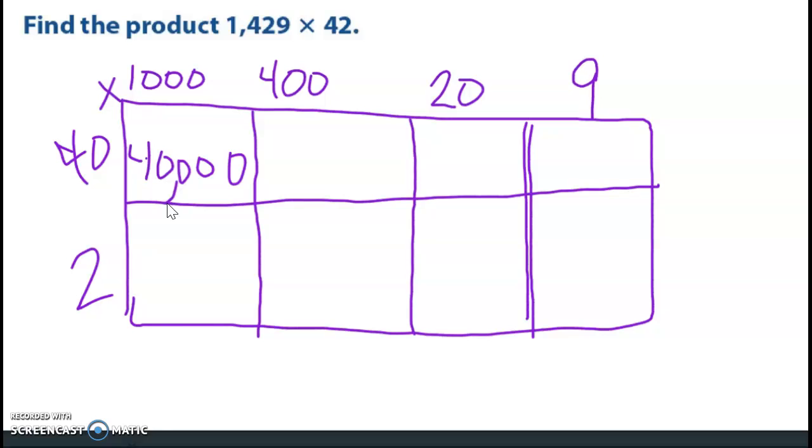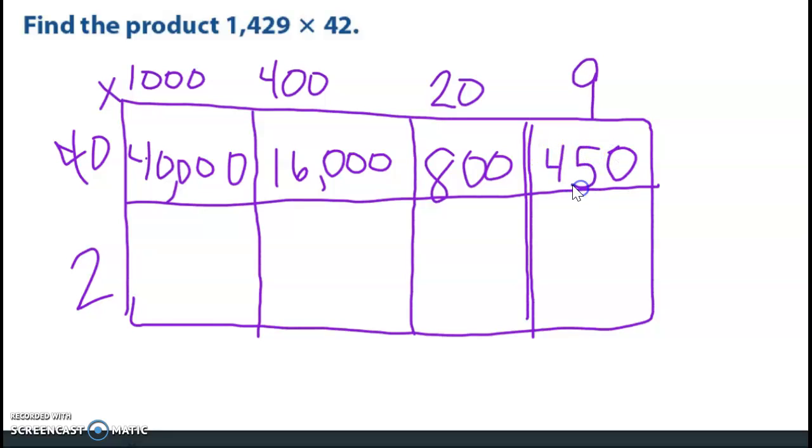And I have 400 times 40. I have 3 zeros in my answer. 4 times 4 is 16. So I have 16,000. 20 times 40, I'm going to have 2 zeros in my answer. And I'm going to have 4 times 2, which is 8. And then I'm going to multiply 9 times 40. So I know I'm going to have 1 zero, and then 9 times 4 is 36. I'm going to add up all of those numbers to get part of my product. Okay? I'm going to do that at the end though.